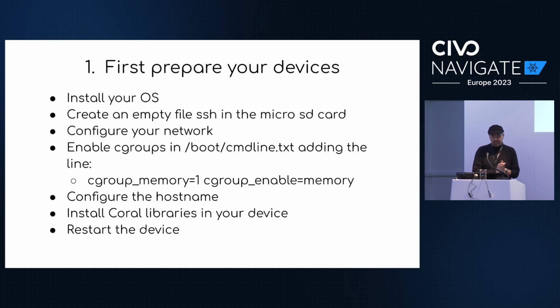How to prepare your device: install the operating system, create maybe an SSH file in the micro SD card for Raspbian, and configure the network. You have to enable these flags on the Linux kernel to activate the ability to create containers. If not, it's going to fail.